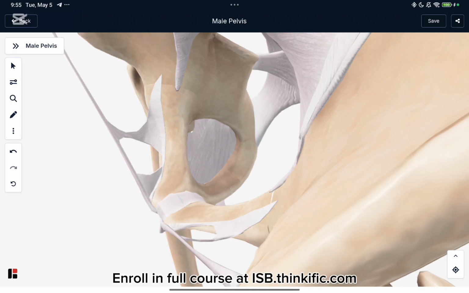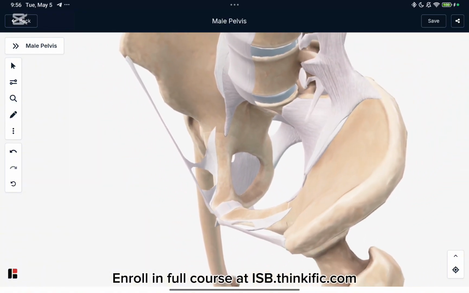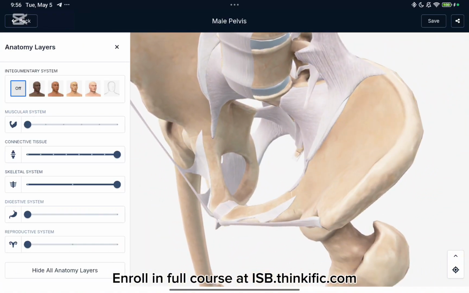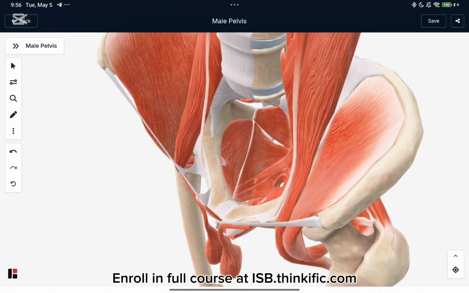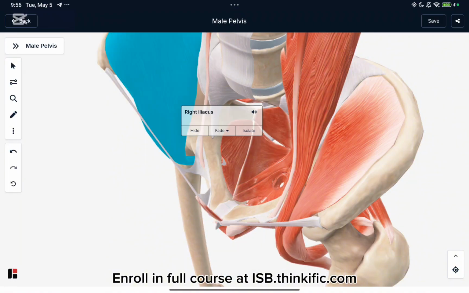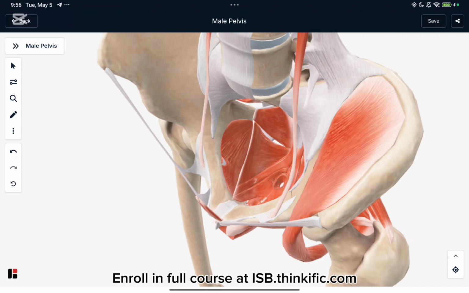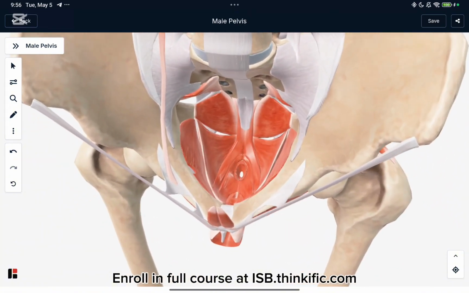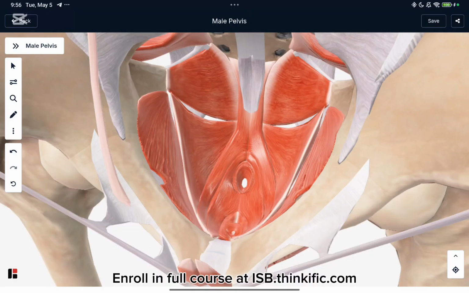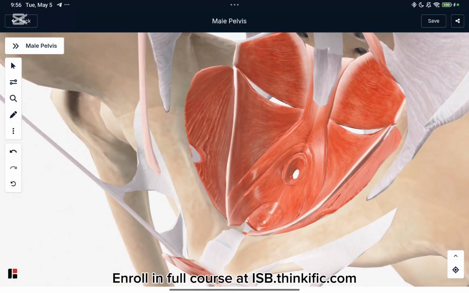Now let's talk about the muscles of the pelvic wall. So let's bring them into view. I'm going to remove some of the unnecessary muscles so we can just focus on the muscles we have at hand here. I'm not going to talk about the floor muscles. I just want to talk about the side wall muscles.